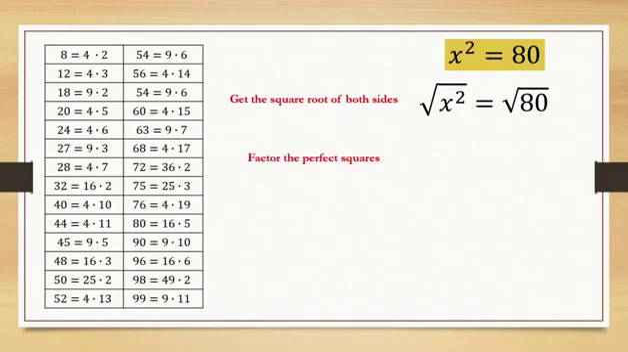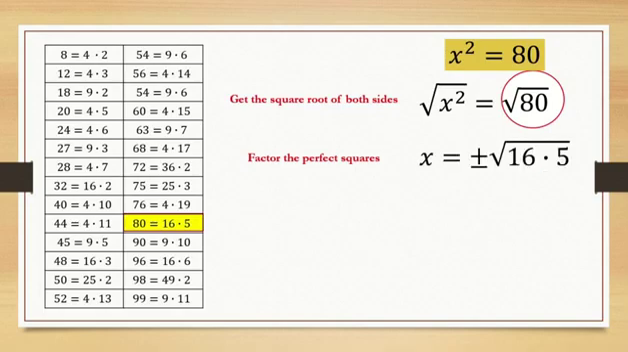Again, we have 16 times 5. 16 is a perfect square. So, x is equal to positive or negative square root of 16 times 5. Get the square root of the perfect square, since 16 is a perfect square.